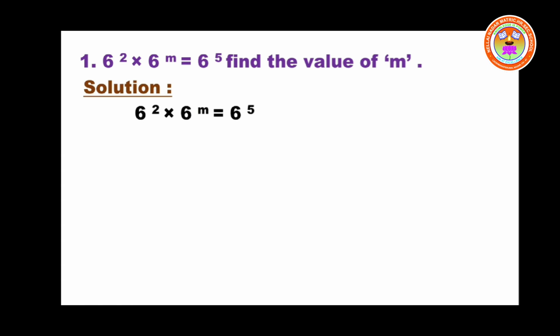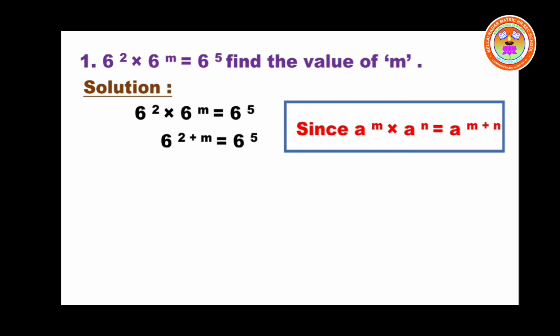Now, as it is, you write the question, 6 to the power of 2 into 6 to the power of m, which is equal to 6 to the power of 5. Now, in the left hand side, the base is same. What do you have? 6 square into 6 power of m. The base is same, so you can add the power. So you will be getting 6 to the power of 2 plus m, which is equal to 6 to the power of 5. Here, we are going to apply the rule, that is a to the power of m into a to the power of n, which is equal to a power of m plus n. So based on this rule, you will be getting 6 to the power of 2 plus m, which is equal to 6 to the power of 5.